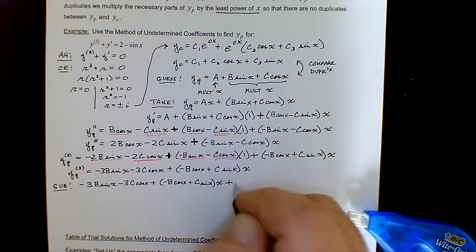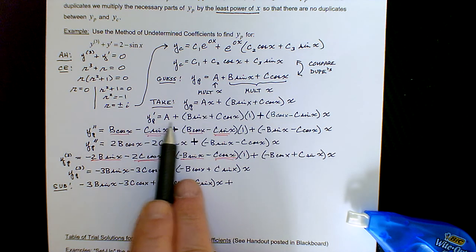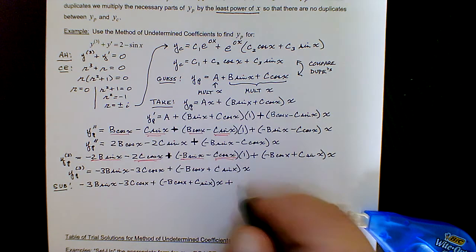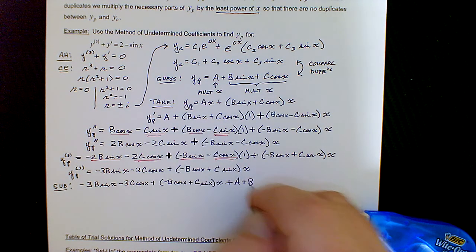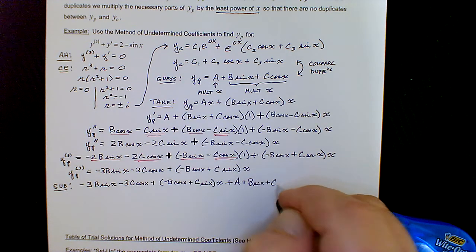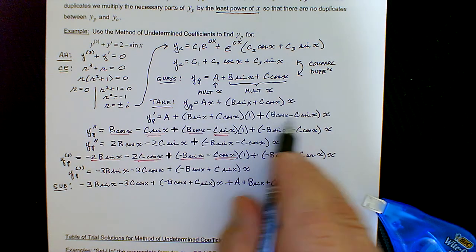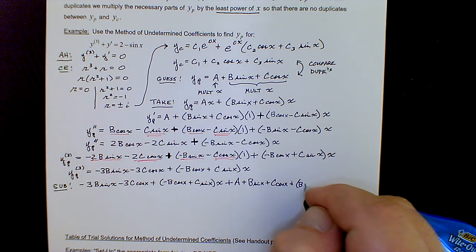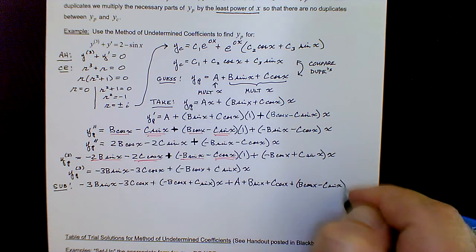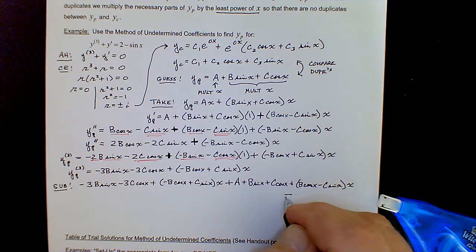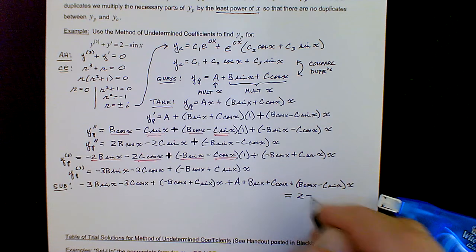Then we've got plus y prime. Y prime was right here, and so a plus, get rid of these parentheses, b sine x plus c cosine x, and then plus the b cosine x minus c sine x, times x, and that has to equal the 2 minus sine of x.